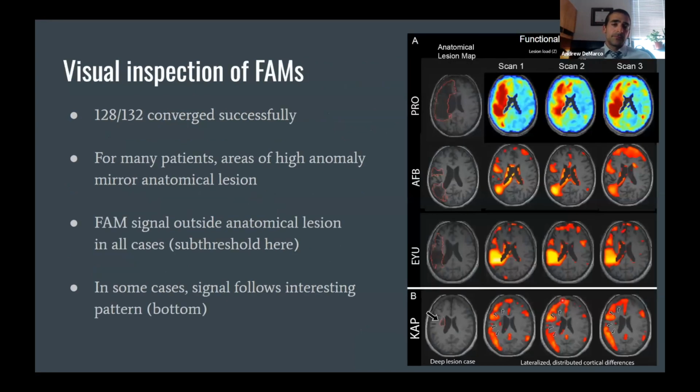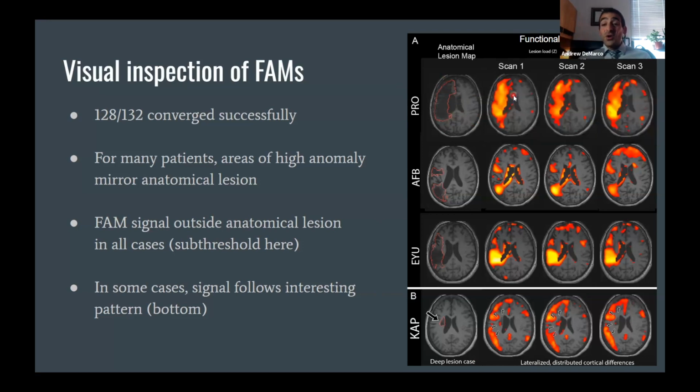So let's look at a couple of these. Basically, what I'm showing on the right is several patients, PRO, AFB. These are code names. On the top row, you can see PRO. Here's the anatomical lesion tracing. And you can see I've got these 3 results from 3 sessions here showing basically the functional anomaly map. There are no empty voxels, but for the purpose of showing it, we're thresholding it to show that here is the highest loading of functional anomaly, and it appears to load onto the anatomical lesion.